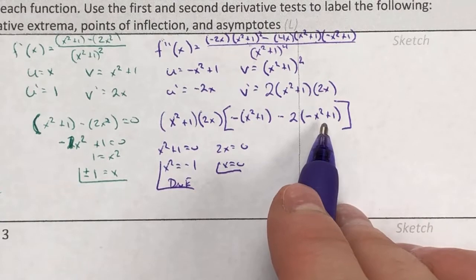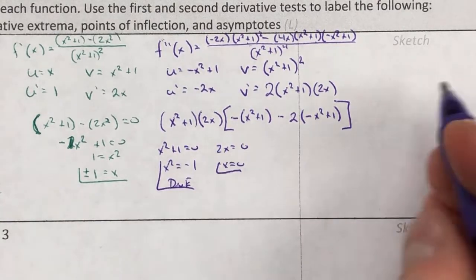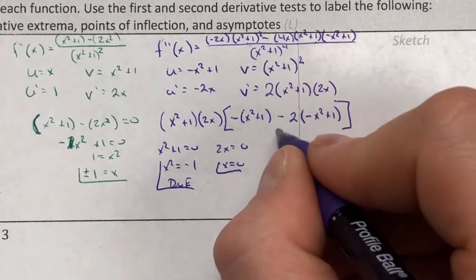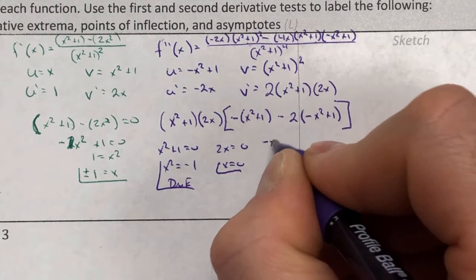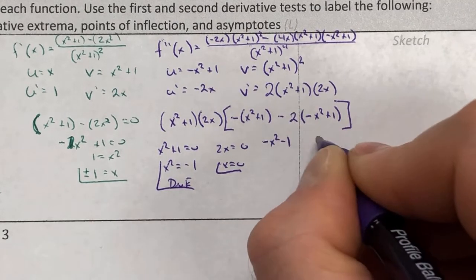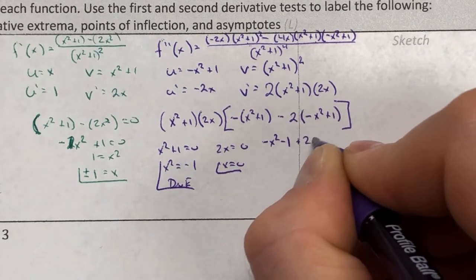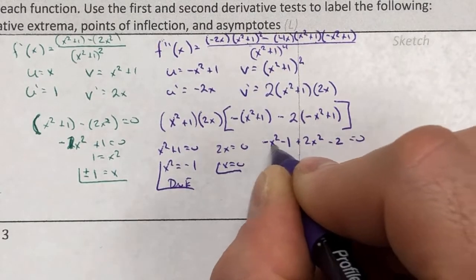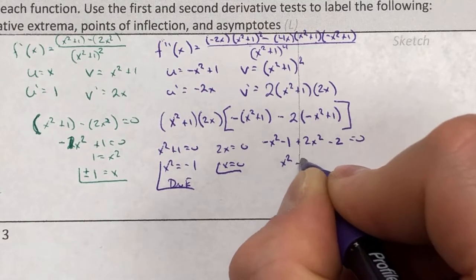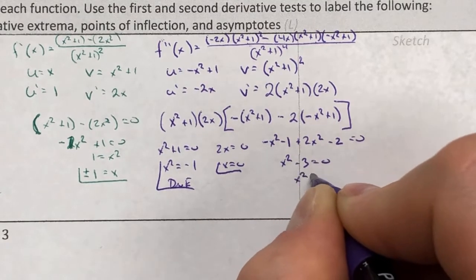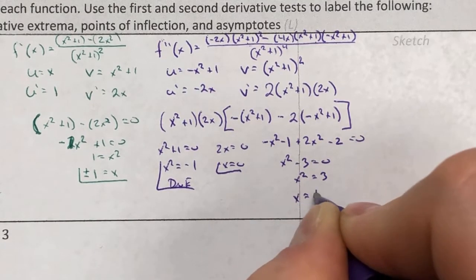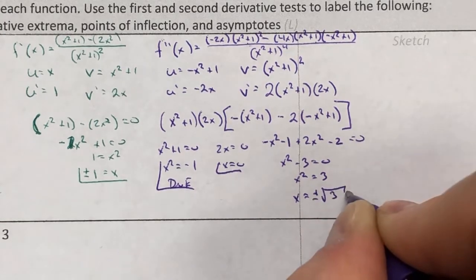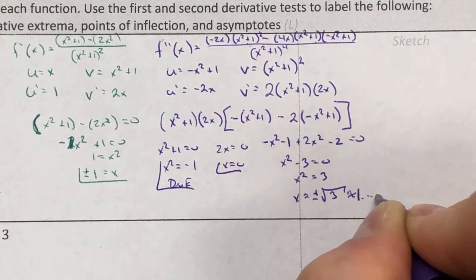And then this, I'm going to have to simplify what I can to see what it provides me. So let's distribute in that negative. So negative x squared minus 1. Multiply that by negative 2, so that's plus 2x squared minus 2. Okay, so I get an x squared minus 3. x squared equals 3, so x equals positive or negative square root of 3, which is roughly 1 point something.